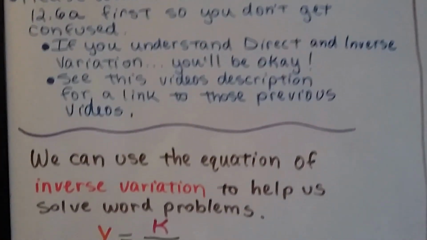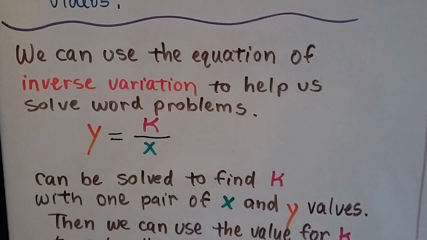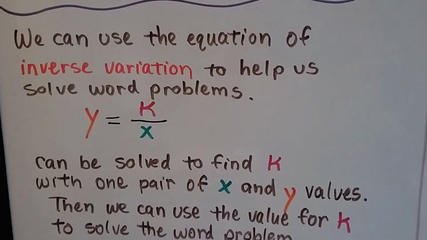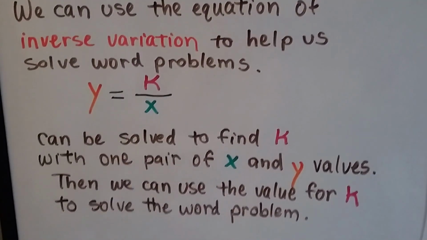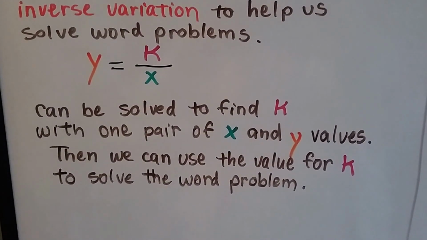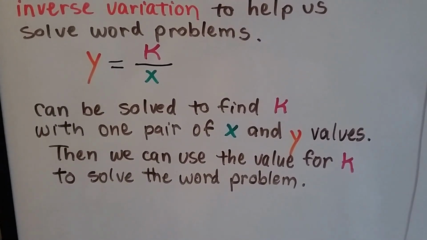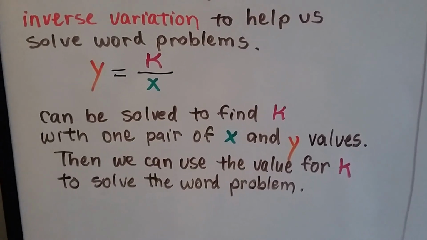Isn't that great? So we can use the equation of inverse variation to help us solve word problems, that y equals k divided by x. It can be solved to find k with one pair of x and y values. Then we can use the value for k to solve the word problem. So here's our first one.